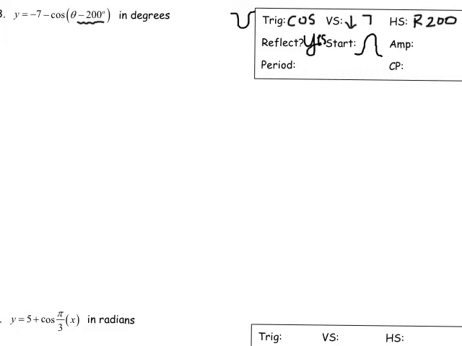My amplitude is still 1. Amplitude is just the number. You don't need to say it's negative. The fact that it's negative told you you reflect. Amplitude is just the number here, which is 1. My period, again, there's not a change in period. Tomorrow we're going to practice putting everything together, so we'll be changing the period and amplitude tomorrow. So that's still 360, and the critical points is 360 divided by 4, which is 90.